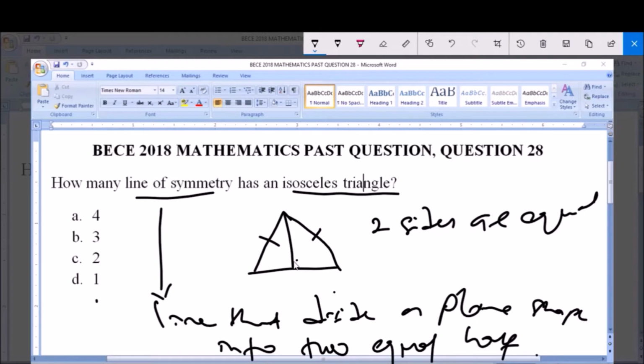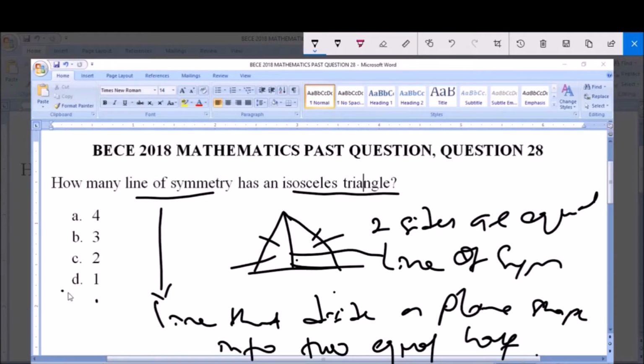Now, for an isosceles triangle, this is the line of symmetry. You can see here is equal to this place. So for an isosceles triangle, we have only what? One line of symmetry, and that is what? D. So D is our answer, 1.